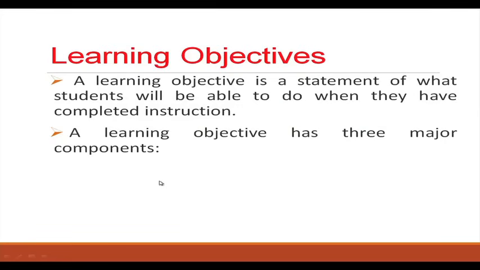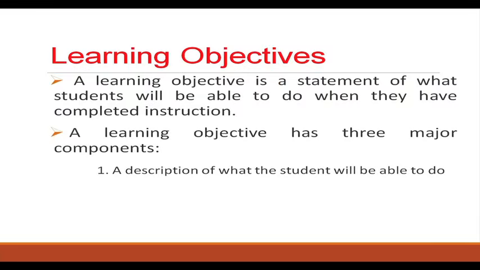After analyzing the learner, the fourth point is the learner's learning objective. A learning objective is a statement of what the student wants to be able to do, what their skill set is, and what they have to complete after their instruction, what the learner will be able to do.